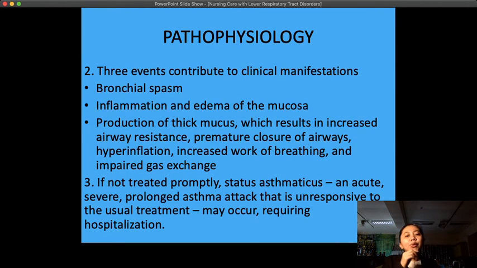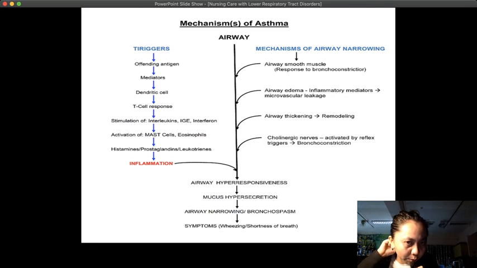Okay, so there are three events that contribute to clinical manifestation: nagkaka-bronchial spasm, inflammation and edema of the mucosa, and then production of thick mucus, which results in increased airway resistance, premature closure of airways, hyperinflation, increased work of breathing, and impaired gas exchange. So if not treated promptly, status asthmaticus, an acute, severe, prolonged asthma attack that is unresponsive to the usual treatment may occur, requiring hospitalization. Okay, so this is the mechanism of asthma.